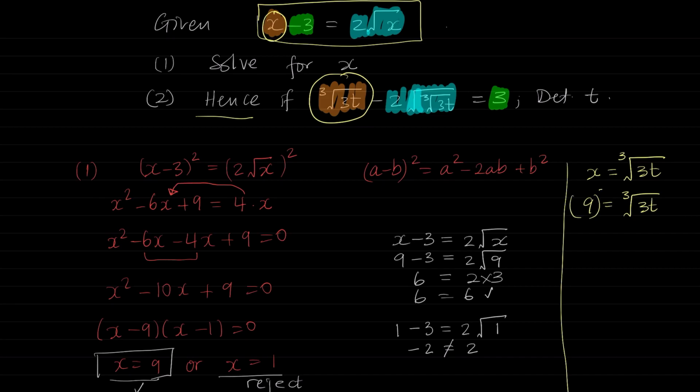Now we'll cube both sides. That's going to leave us with 9 cubed, which is 729. 729 is equal to 3t. Now we'll divide by 3. And so t is going to equal 243.